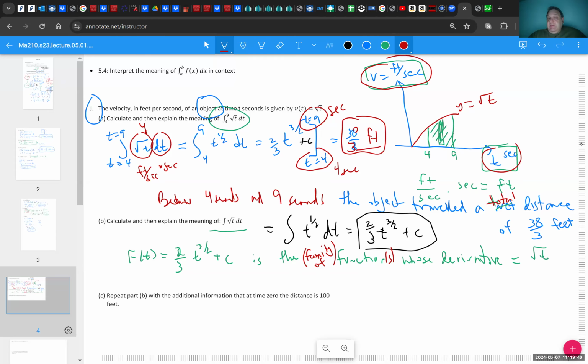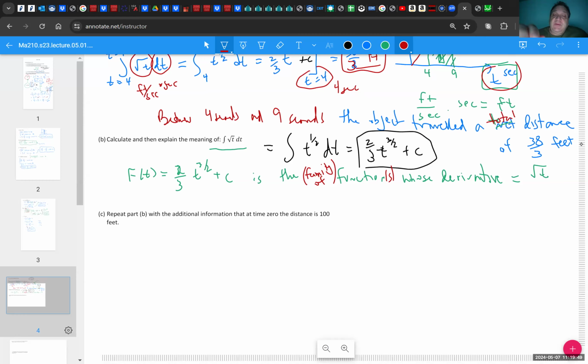It's an antiderivative function. And of course, we can solve for the c if we're given certain information. Here we're told that the distance is 100 feet. Oh, by the way, if my original function v(t) is equal to square root of t, and I'm anti-differentiating this square root of t, the antiderivative of velocity is distance, right? So this function here is really the distance function. So just to reiterate that idea.